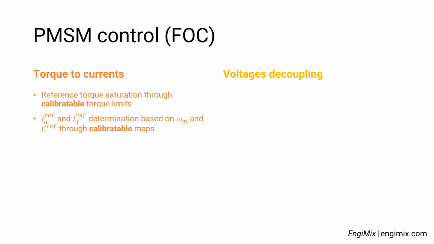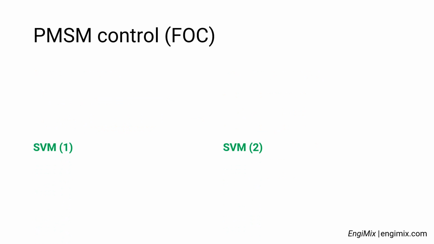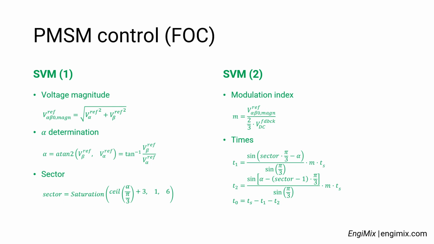In the voltage decoupling block, instead, the contribution of the back electromotive force is subtracted from the output of the current loop PI blocks. In the space vector modulation block, the alpha-beta reference voltages are used to determine the pulses to be applied to the PMSM inverter transistors. All the calculations performed in this block are shown on the screen.